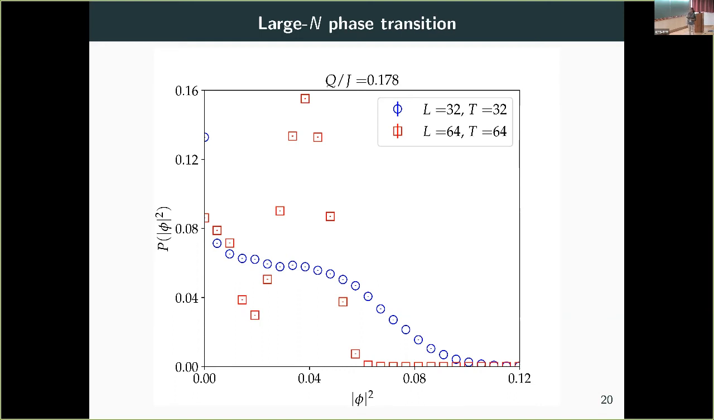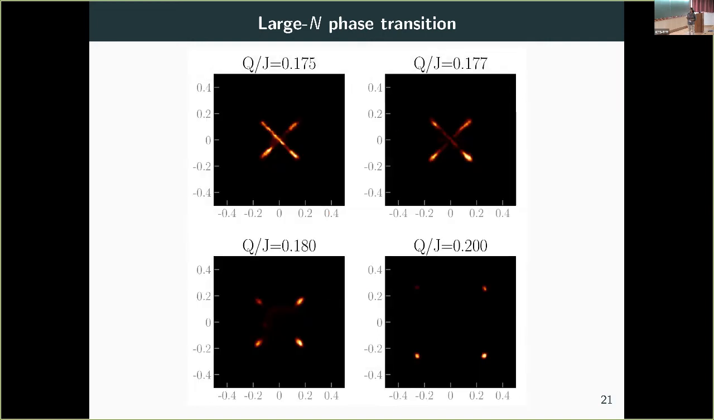And yeah, we can also look at joint histograms of phi x and phi y. So phi x is on the x-axis, phi y on the y-axis. And from the positions of the peaks, we can tell that the translational symmetry is broken in both x and y directions, because both phi x and phi y are positive at the same time in a particular configuration.